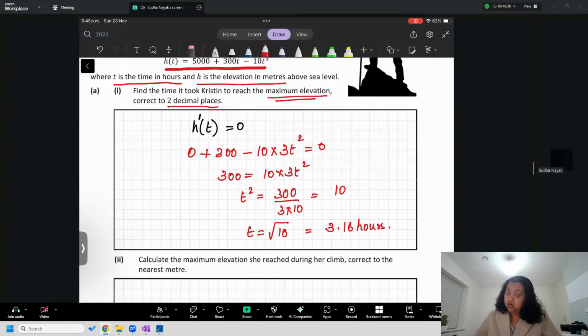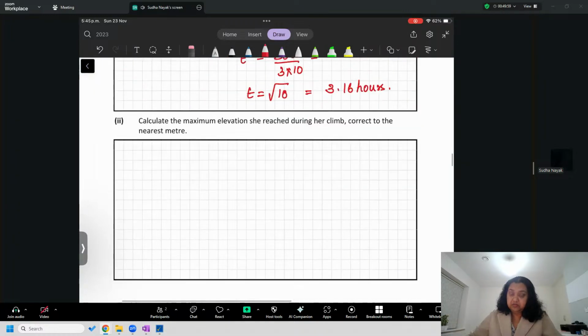One more thing, whenever you work with square root, let me take a perfect square. If I say square root of 25, you always get plus or minus 5. That is the correct mathematical form. But in this case, time cannot be negative, so we take only the positive number. So now this is 3.16 hours.